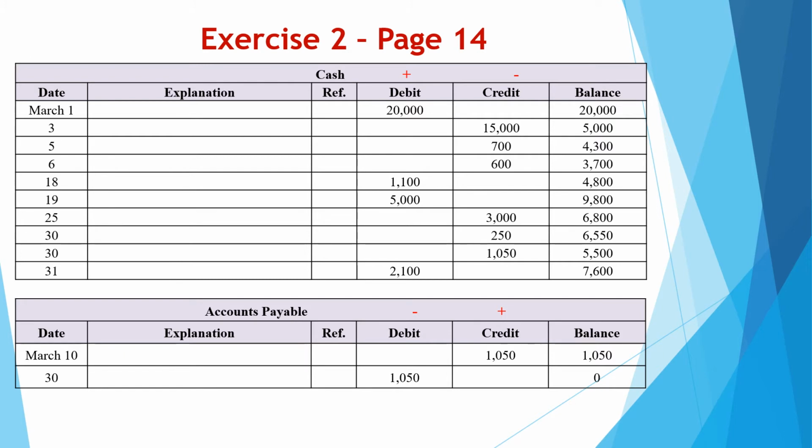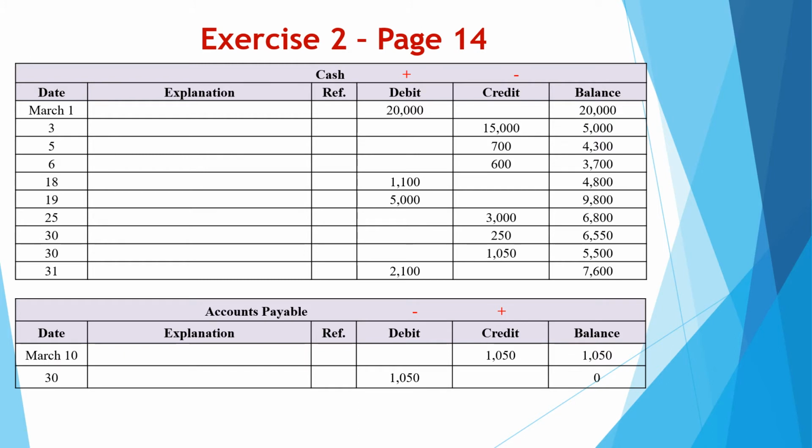The next date is March 25. We have in the general journal the cash account in the credit 3,000. We transfer this 3,000 to the credit of the general ledger, and we find the new balance as follows: 9,800, which is the balance of the previous date, minus 3,000 to get 6,800 as the new balance.